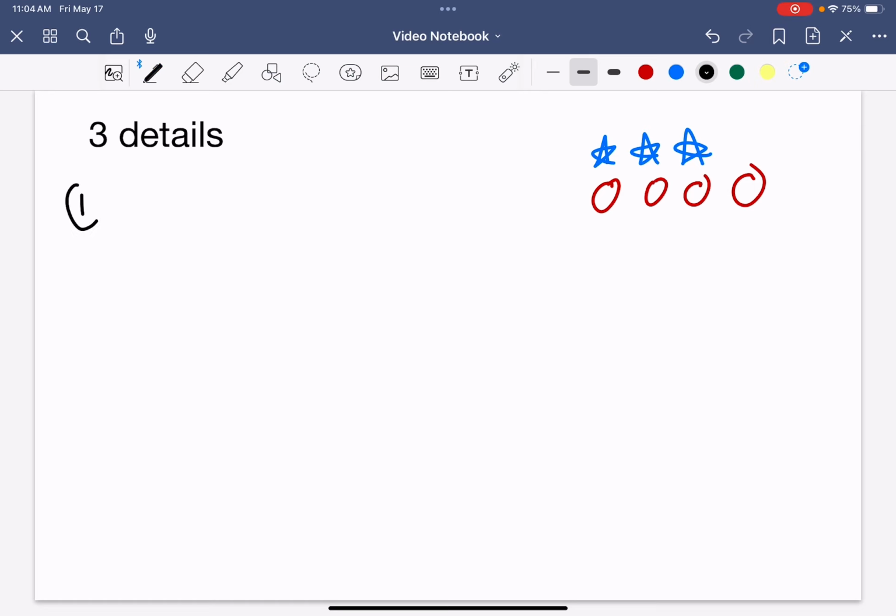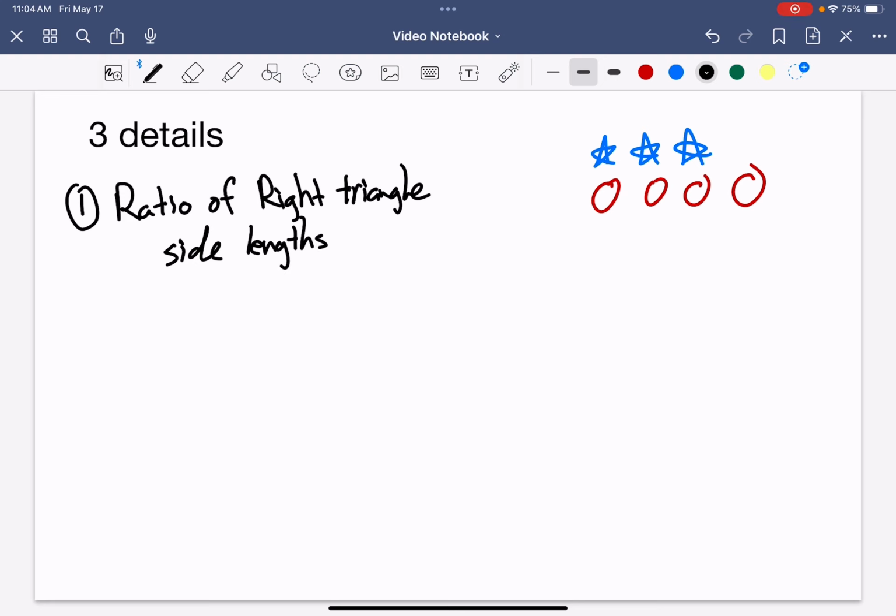Detail number one is that it is simply just a ratio of, and this is the important piece, right triangle side lengths. That right there is trig, okay? When I'm saying ratio of right triangle side lengths, if you know how to answer what's the ratio of stars to circles, and you go 3 to 4 or 3 over 4, you're good to go. That's kind of what we're going to have to do here.